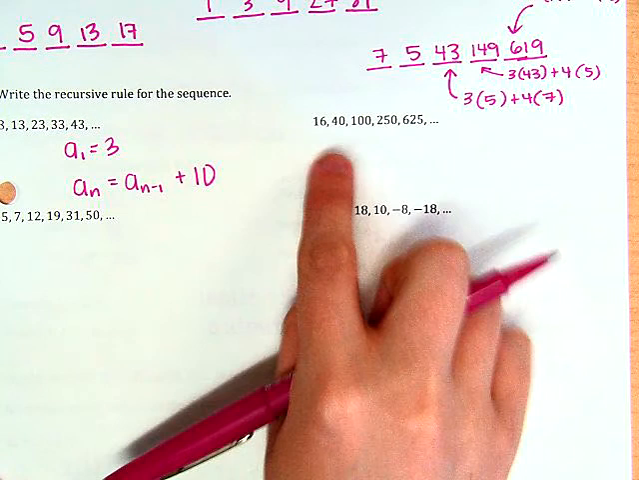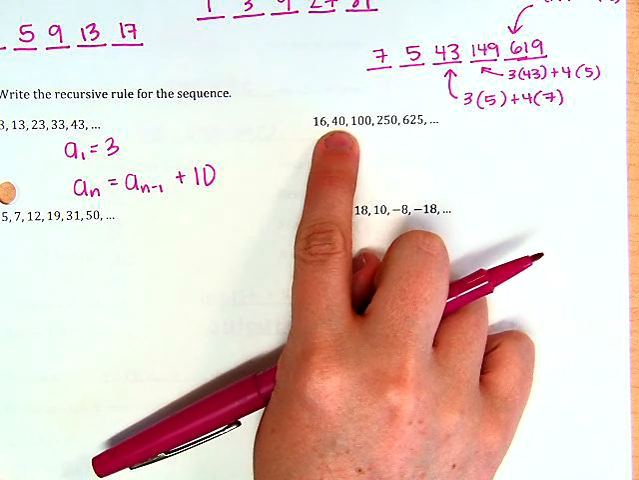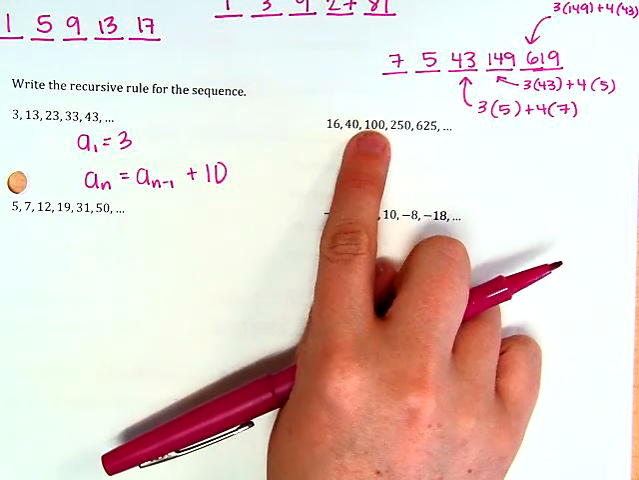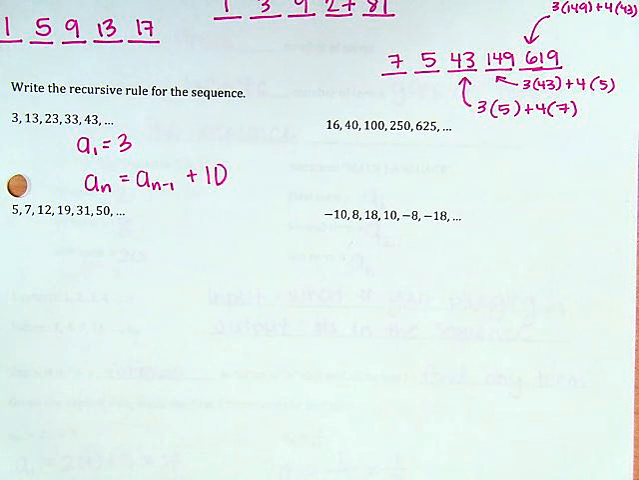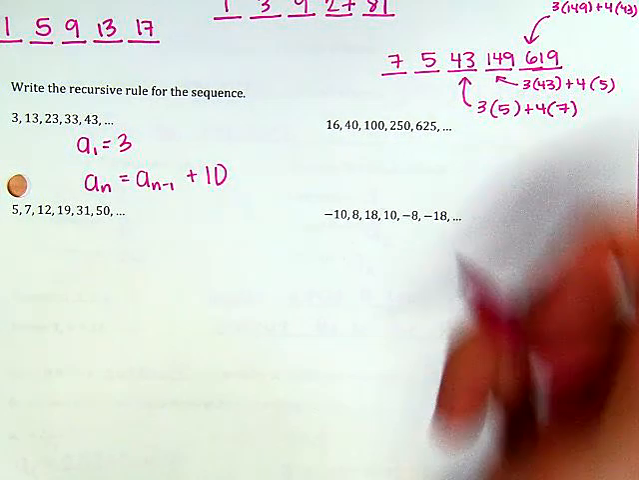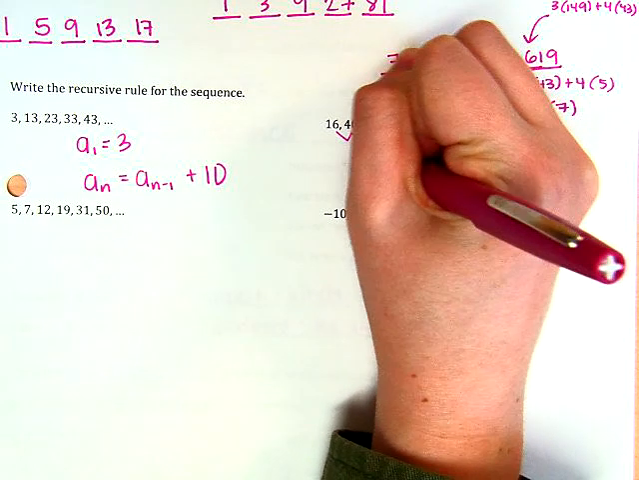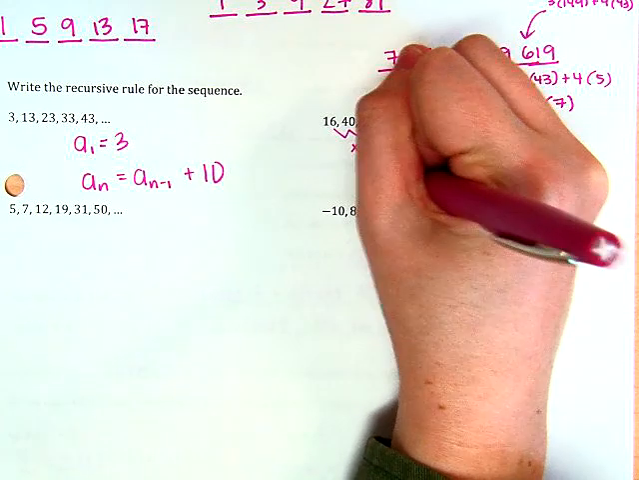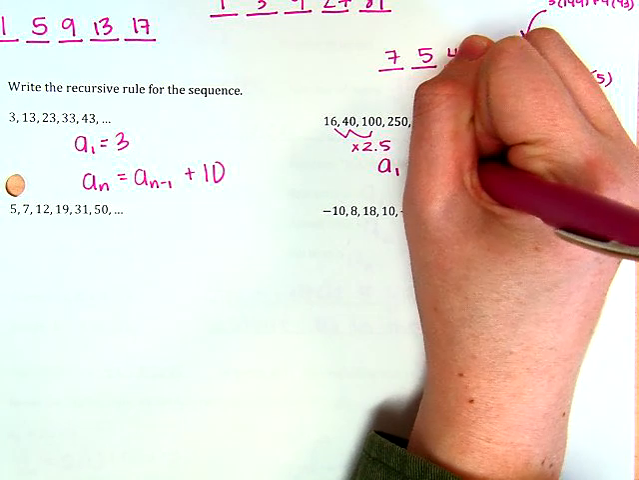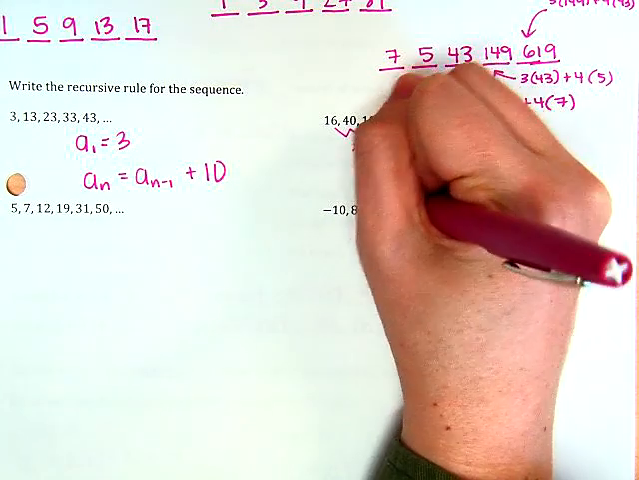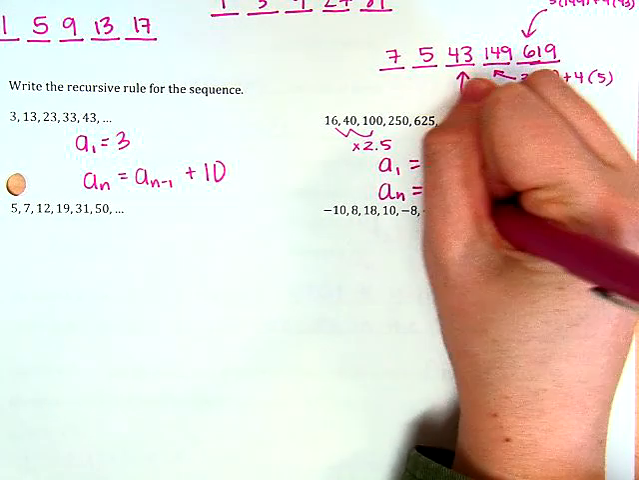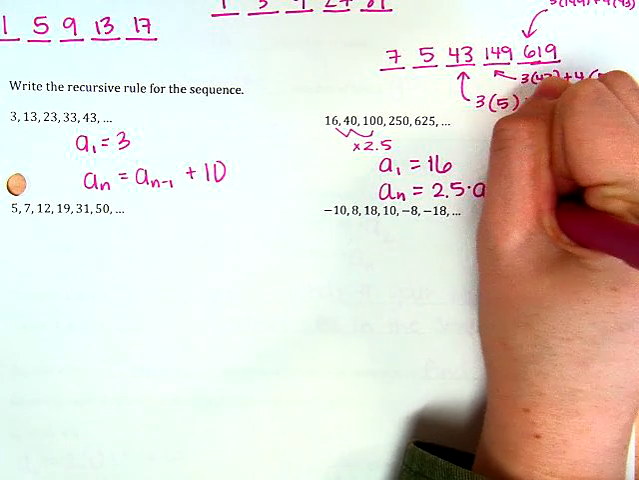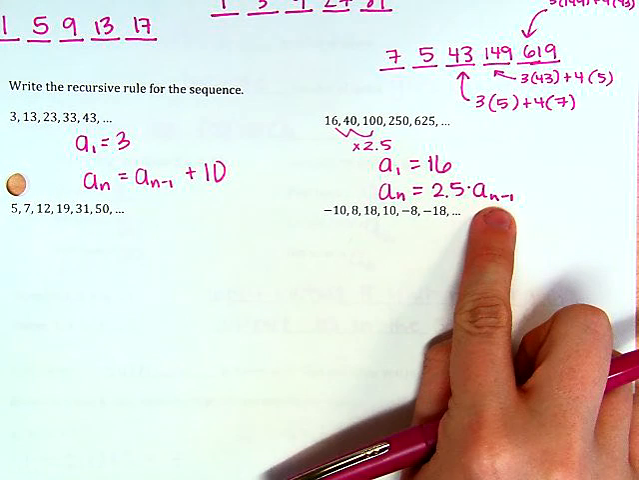Let's look at this one. 16 to 40, 40 to 100. Okay, we're not adding anything. Let's see about multiplying. 100 divided by 40. Well, if you do some quick calculations here, that's multiplying by 2.5. So, recursive, I always start, my first term is 16. My formula, I do 2.5 times my term before that.